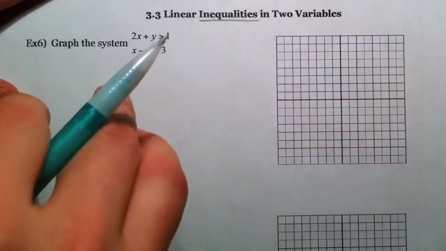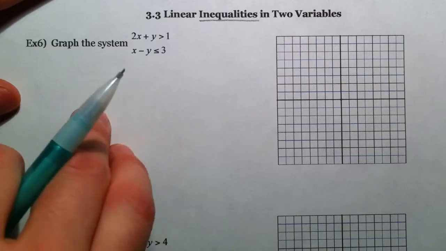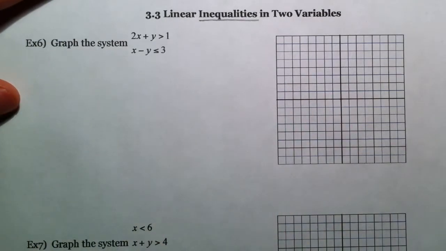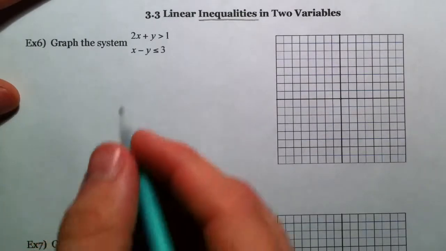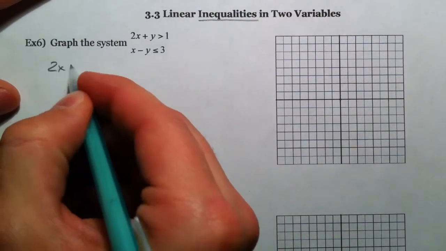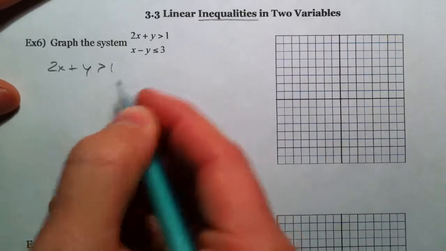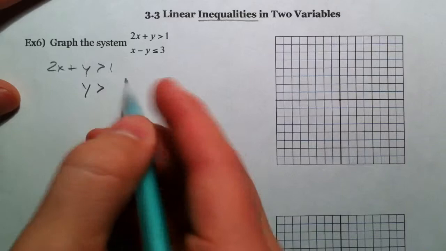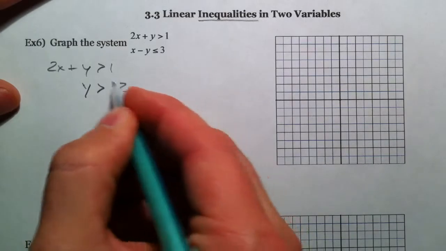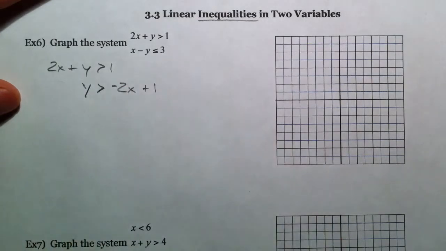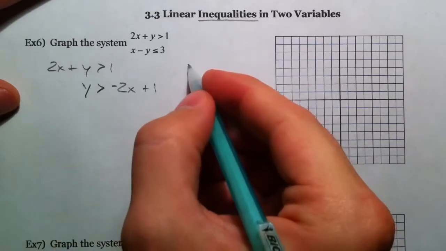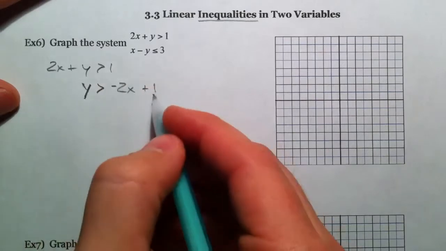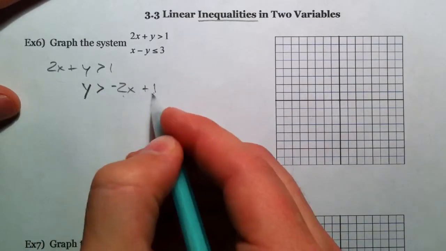The solution to systems of equations was just a point x, y. But we're not going to be able to list all of the points. So let's graph 2x plus y is greater than 1. That means y is greater than, if we subtract 2x, negative 2x plus 1. Let's graph this. I solved it for y so that we would have slope-intercept form.